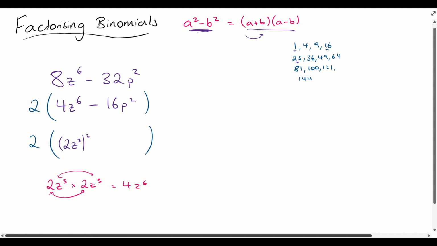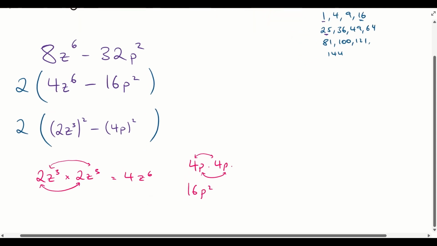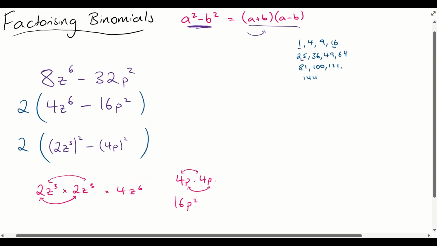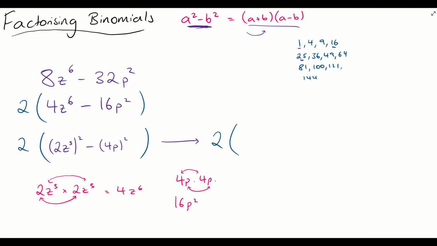So I get 2z cubed all squared is one of the parts. And then likewise over the other side, I'm going to write this as 4p all squared. And let's check that that works, because 4p squared is 4p times 4p. And that is, I'm going to do the 4 times 4 to give me 16, and the p times p to give me p squared, which is exactly what I need. So I've not done anything wrong there. And now I can write this in my brackets using my magic formula up the top right there. 2 outside of, and my brackets are going to be 2z cubed plus 4p.